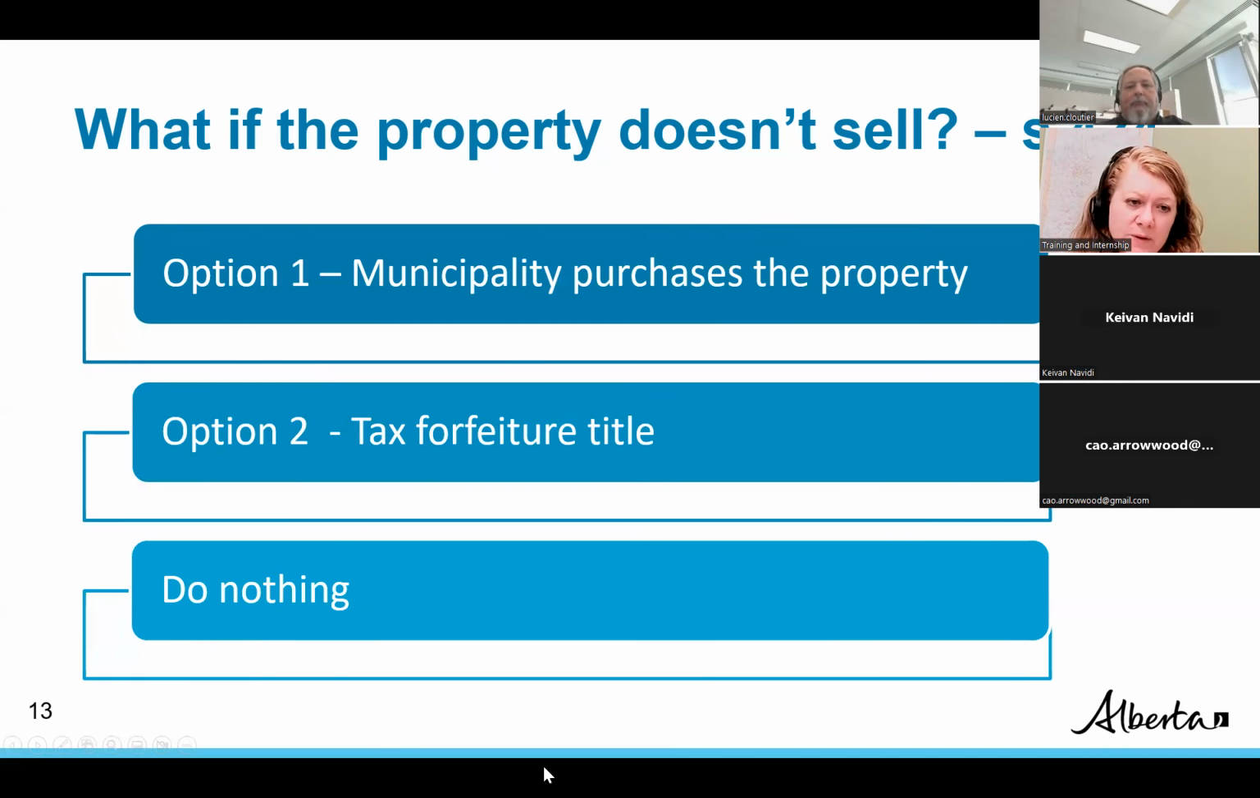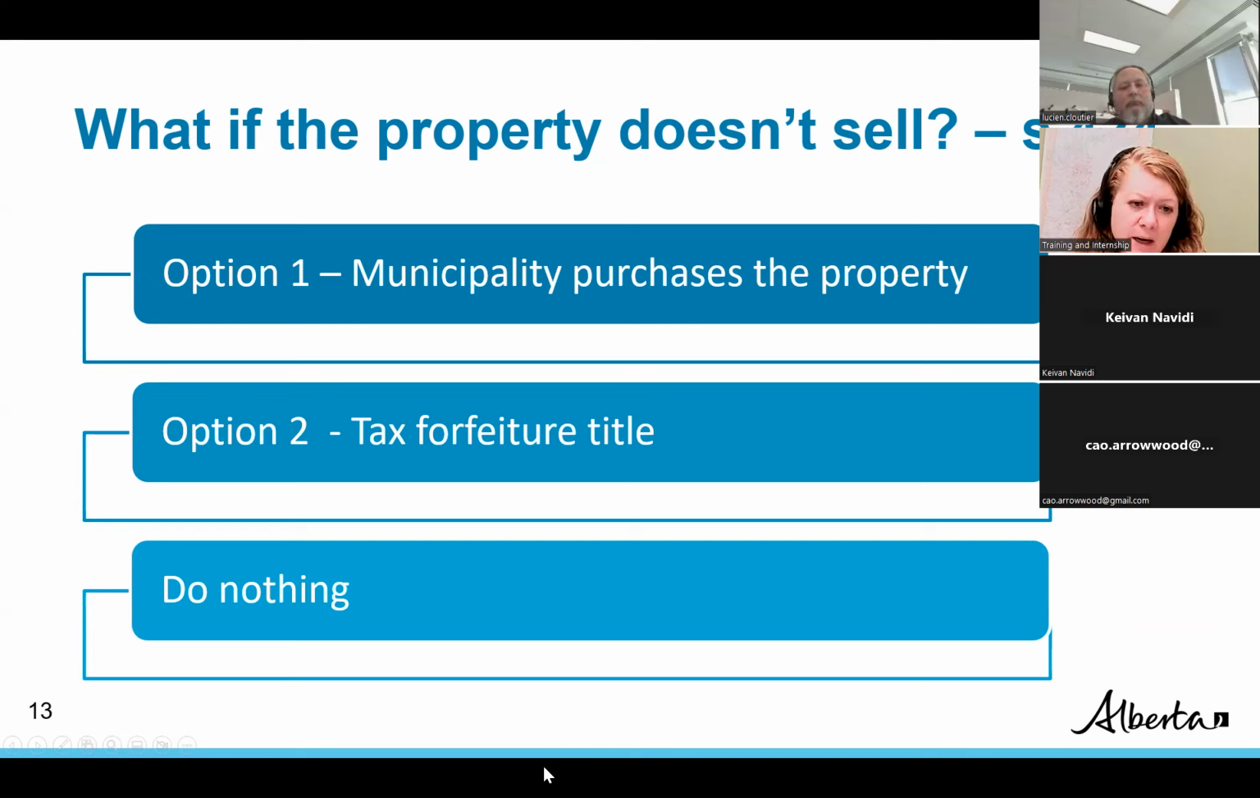But probably the more typical scenario is that the property doesn't sell at auction. So what options does the municipality have if no one was interested in buying that property? So the first one, the municipality can purchase the property outright. Perhaps it's a property that would benefit the municipality by owning it for whatever reason. So maybe the municipality has a specific use lined up for a property that can be beneficial to them in some way. So for example, maybe it's next to a municipal building and could be used as a parking lot.